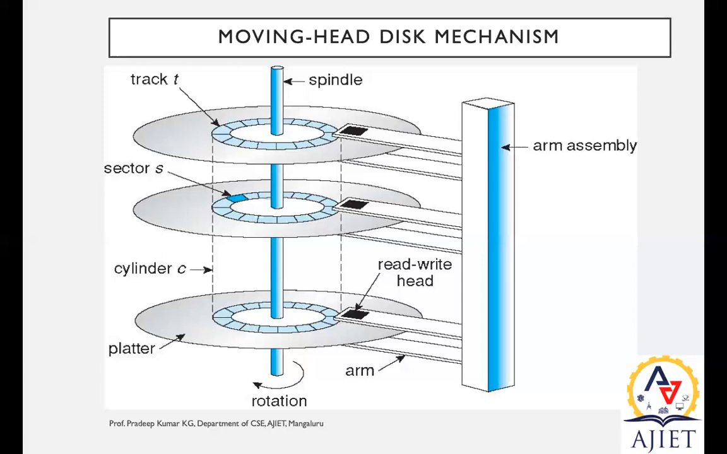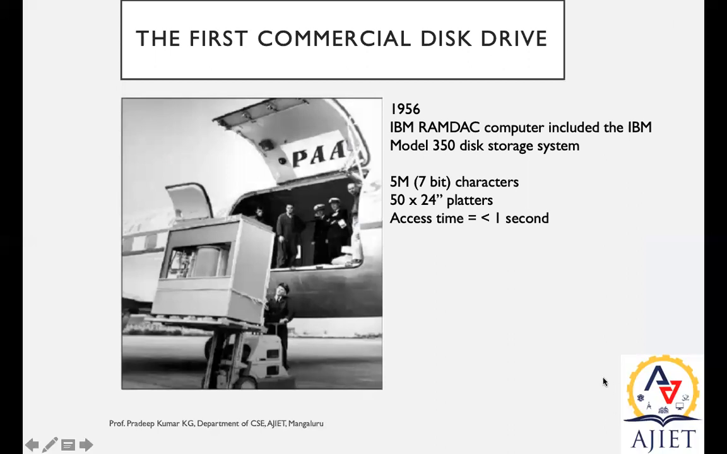Okay, so moving further. At first, the first disk drive in 1956. In 1956, the RAMAC computer included the IBM Model 350 disk storage system. So what did it have? It had 5 mega characters of 7 bits, 50 24-inch platters. Access time is less than 1 second.